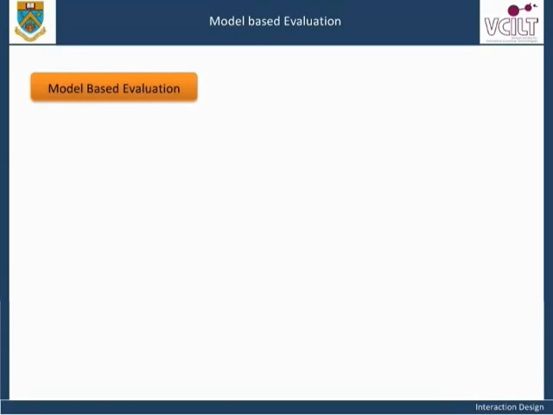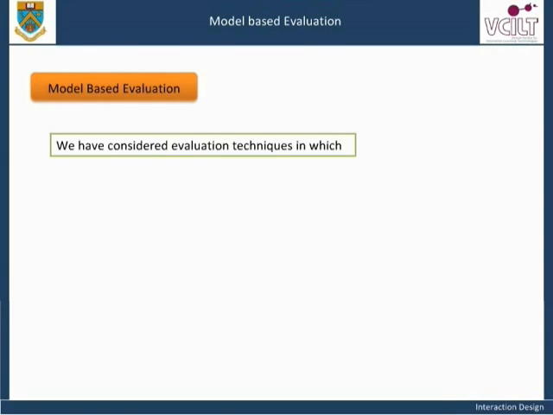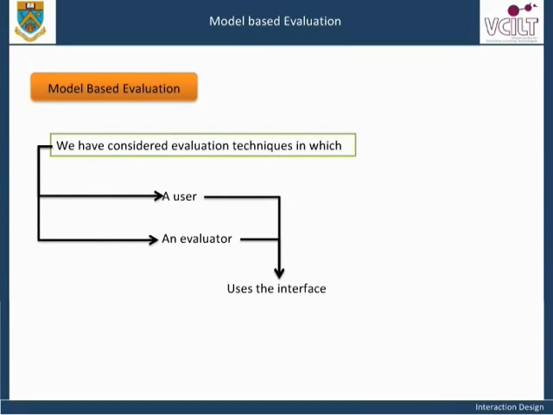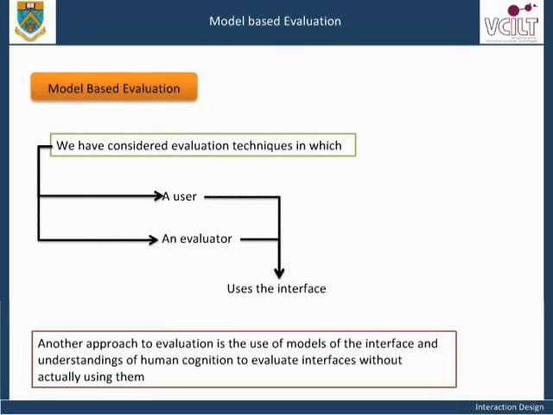Model-based evaluation. So far, we have considered evaluation techniques in which someone, a user, or an evaluator actually uses the interface, or some mock-up of it. Another approach to evaluation covered in this section is the use of models. See Unit 7 for a discussion of modeling of the interface and understandings of human cognition to evaluate interfaces without actually using them.